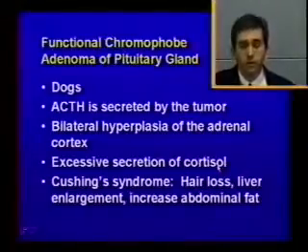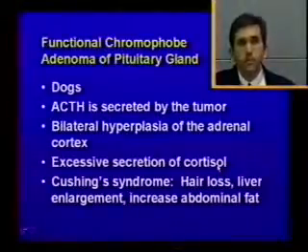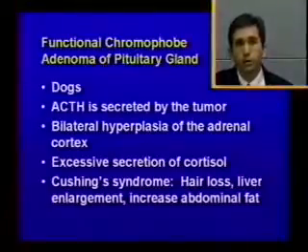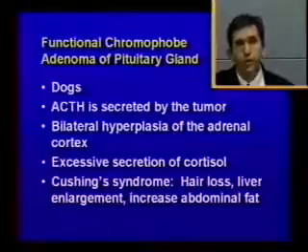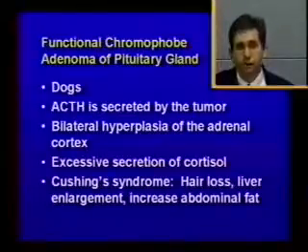That then results in the release of cortisol from the adrenal cortex, and that causes the disease known as Cushing's syndrome, the excessive release of cortisol from the adrenal cortex. It results in a syndrome of hair loss, liver enlargement, increased abdominal fat, and decreased muscle mass throughout the body.